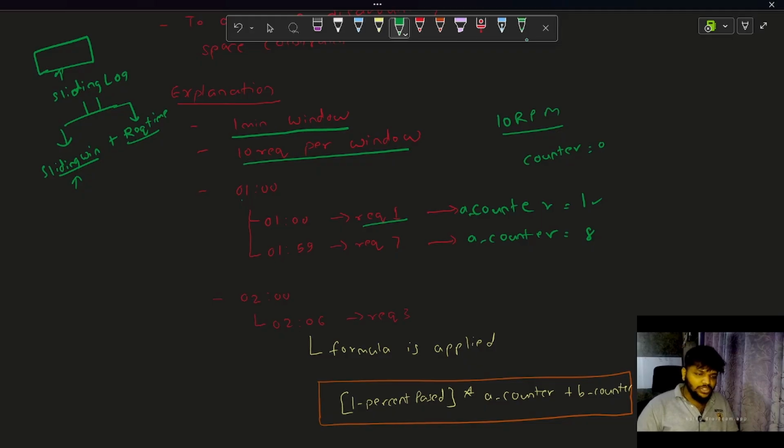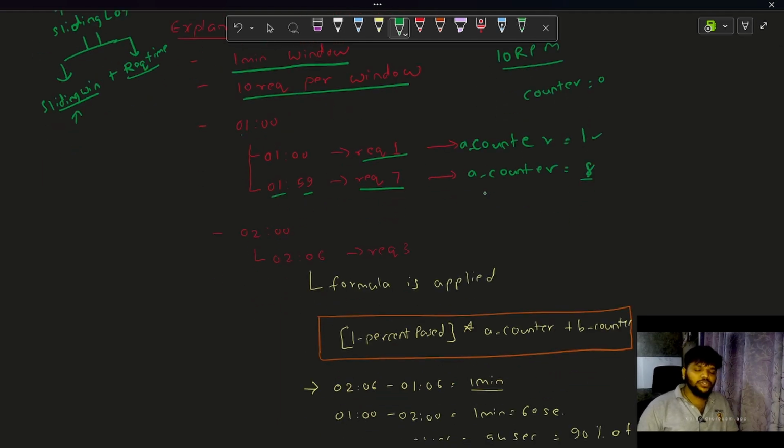At 0 1 59, I got 7 requests within this particular 1 minute window. On the 59th second I got 7 requests, so my counter has reached 8. Cool, fair enough. Now what would happen? At 0 2 0 0, assume there is a B counter equal to 0. At 0 2 0 6 I got 3 requests.